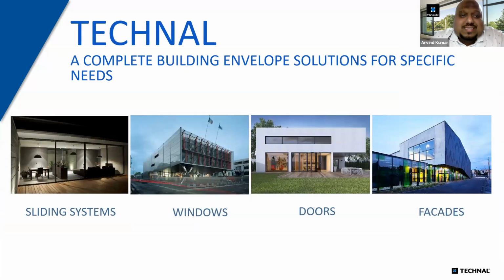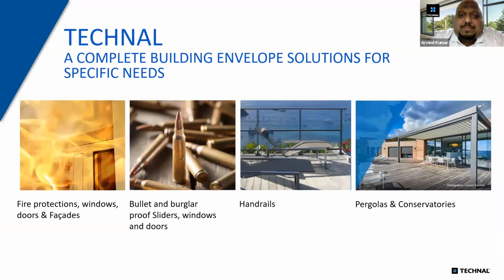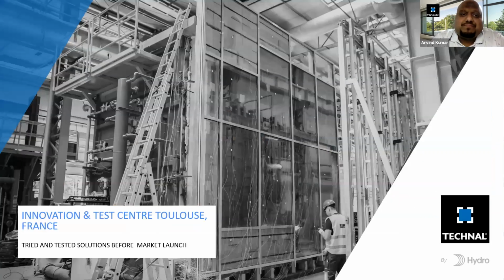So what do we do? As Technal, we like to call ourselves a complete building envelope solution provider for sliding systems, windows, doors, facades. We also do fire-rated windows, doors, and facade, bullet and burglar-proof sliders, windows, doors, and facade. We saw these products yesterday in the fire and life safety session. And we also do handrails, pergolas, and conservatories.